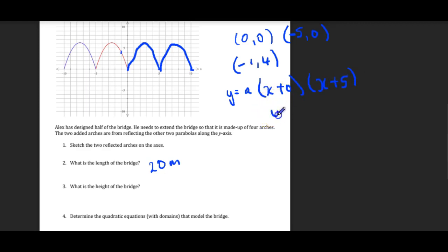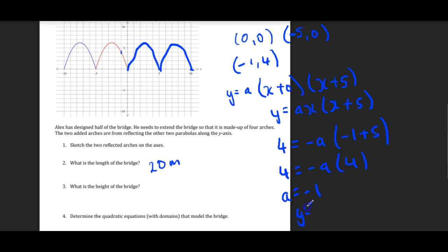You can tidy that up, so we've got y equals ax, x plus 5. And then we just substitute in the point. So we're substituting this point here, -1, 4. So y is 4 equals negative a. So a times -1 is negative a. We've got -1 plus 5, which is 4. So divide both sides by 4, and that'll give you a equals -1.